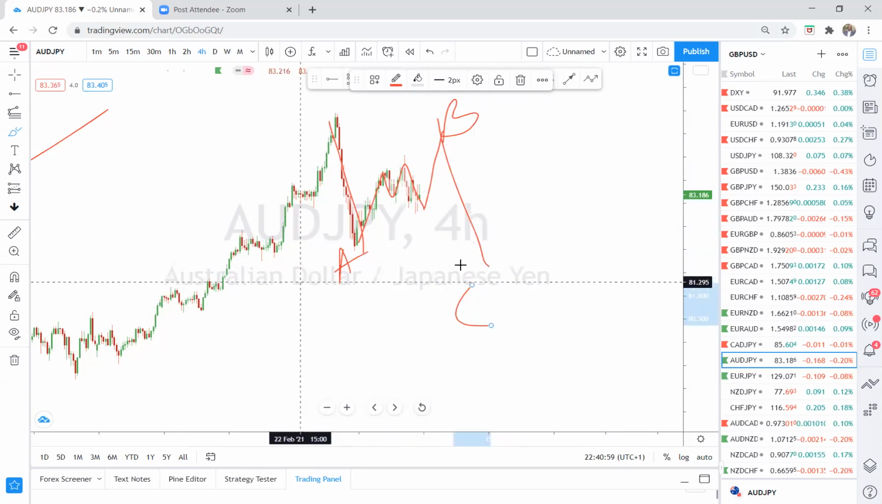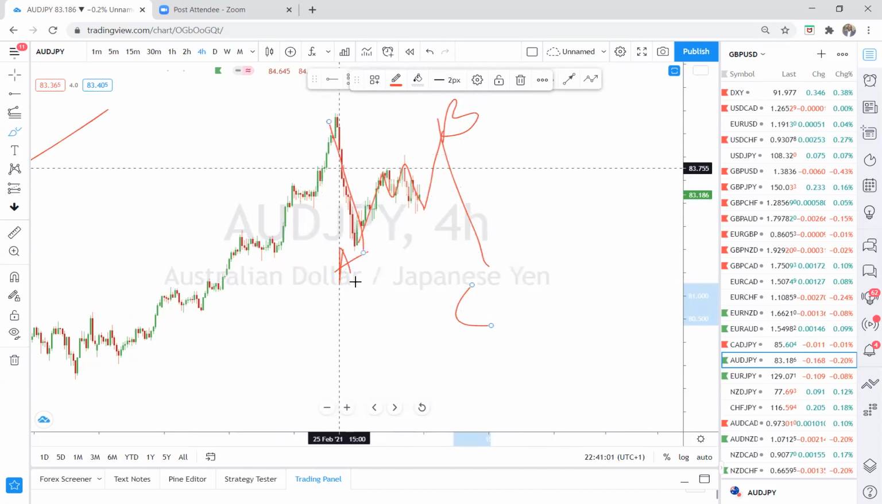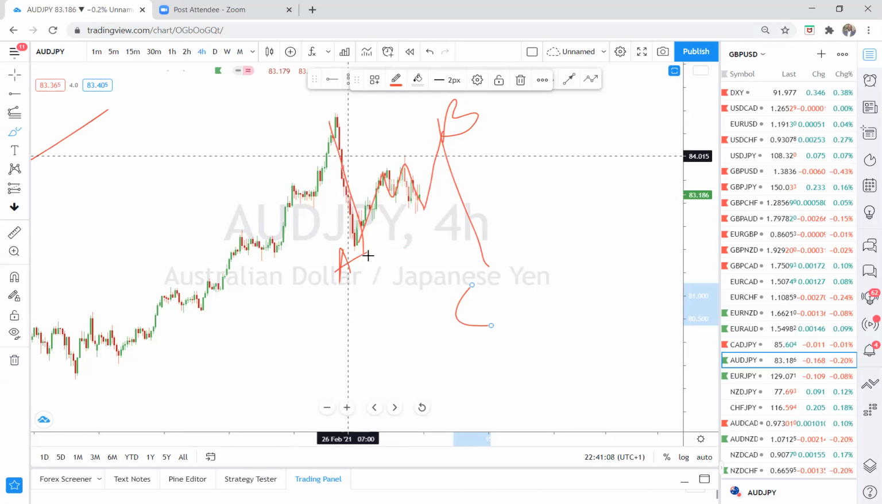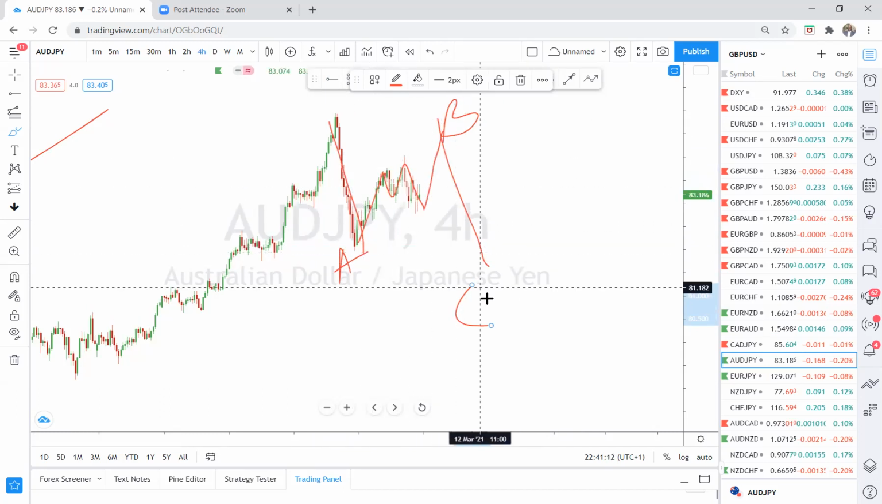Why don't we call this WXY? Because this piece here is an impulse. It's never in 3 waves. It's only here that is in 3 waves. And WXY must be a 3-3-3 structure. 3 waves in A, 3 waves in B, and 3 waves in C. And then we'll not call it ABC again. We call it WX and Y.